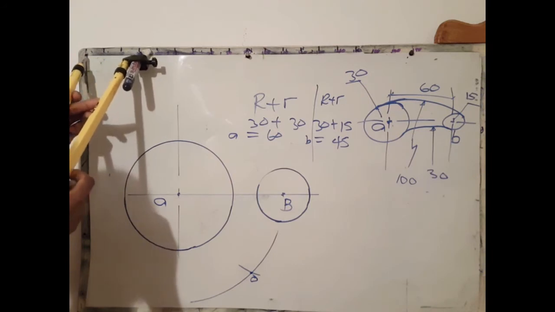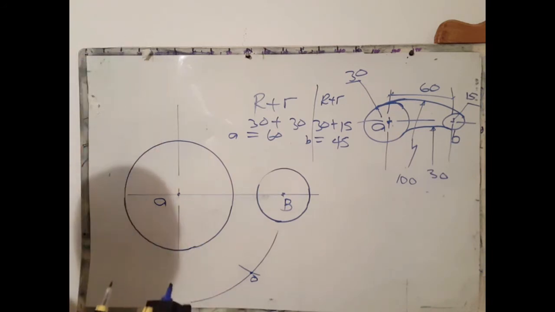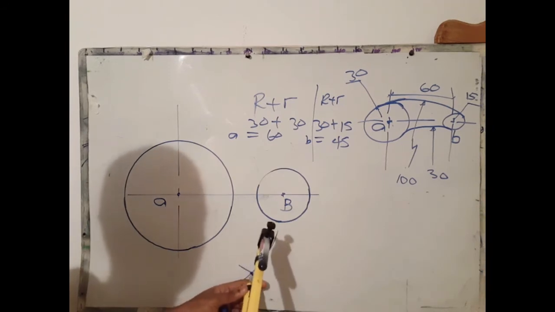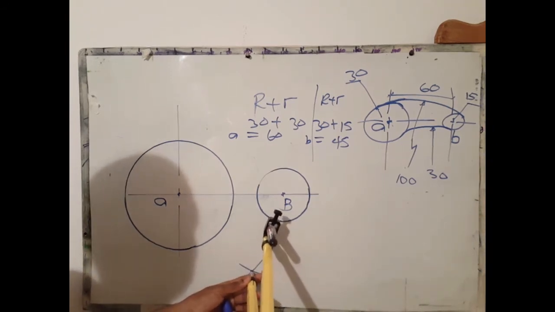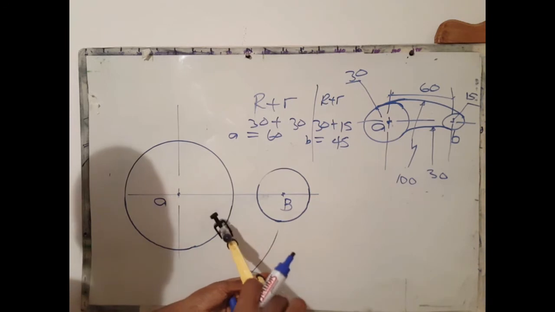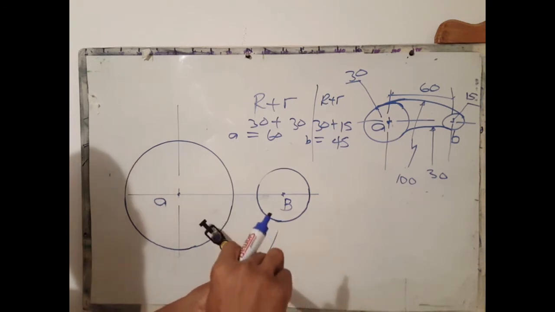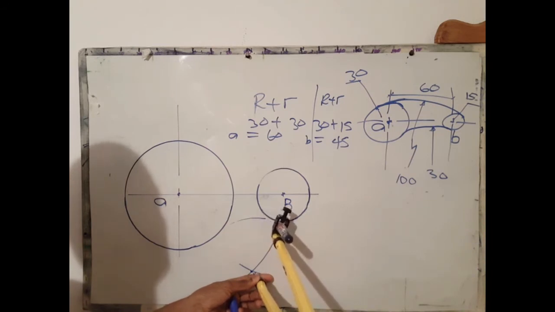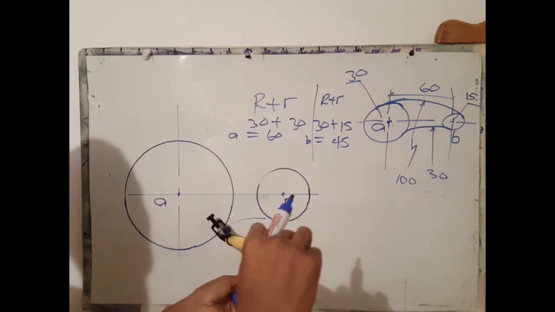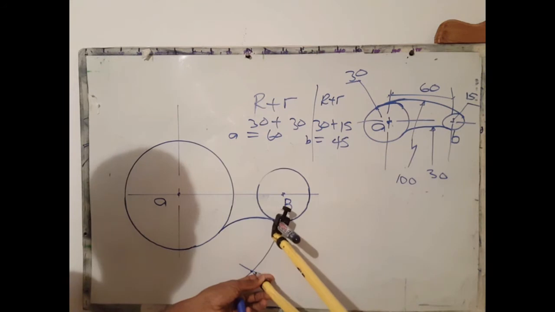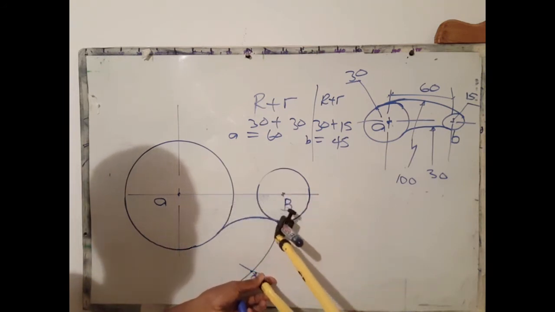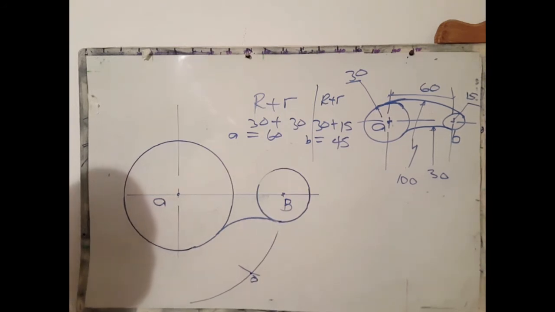Next step is to readjust your compass to 30 millimeters. Using O as center, before you start drawing, it's important that you test to see if the arcs blend in smoothly. Always test first. In some cases, you might need to readjust your center or the radius. That's the first arc.